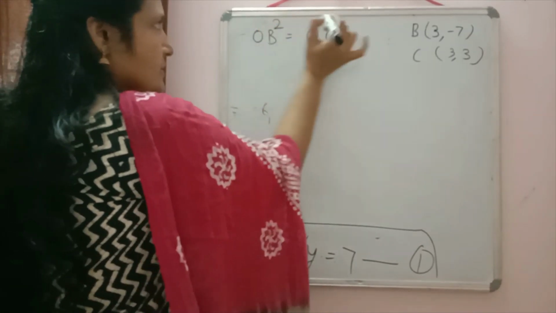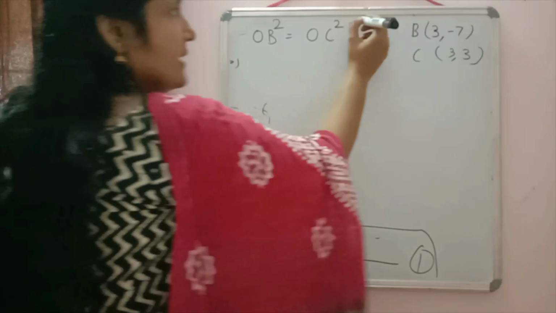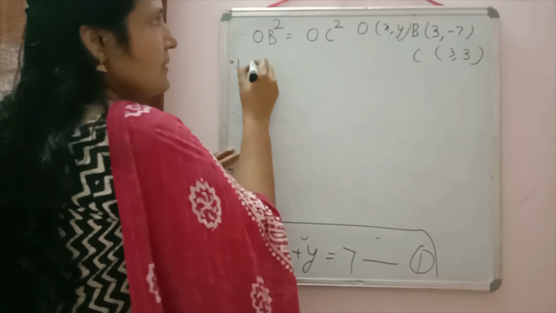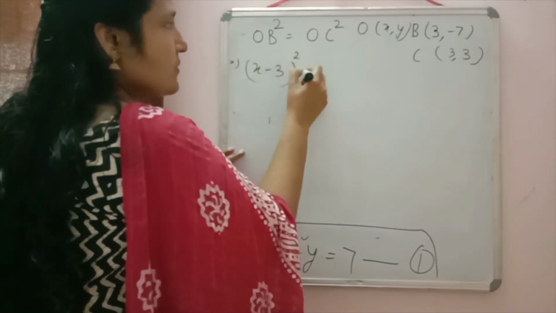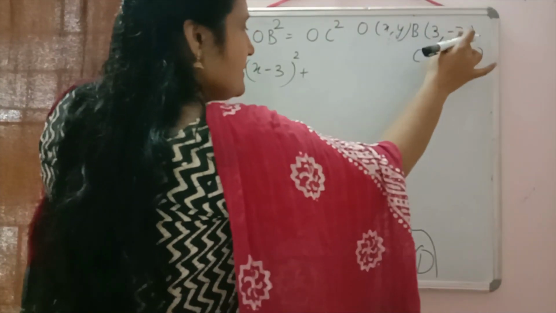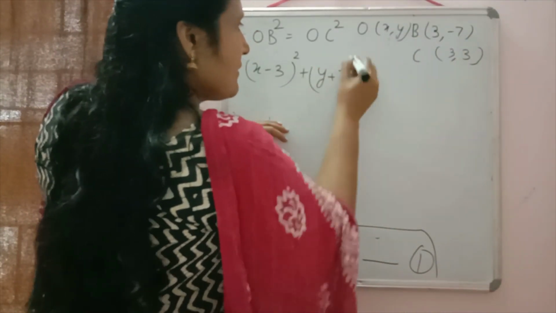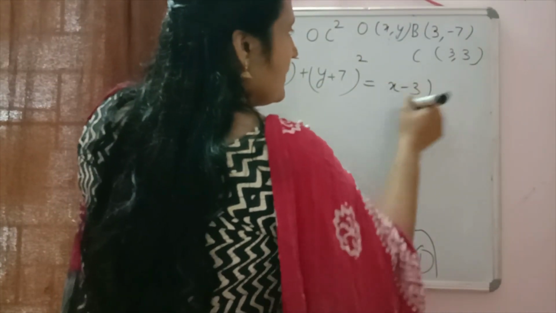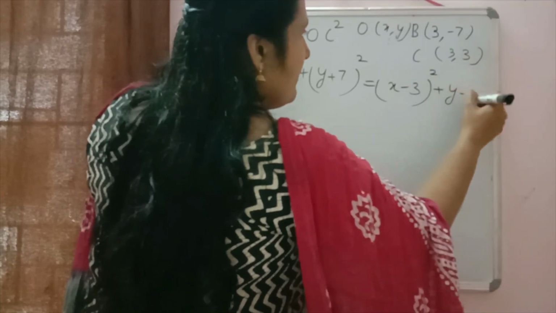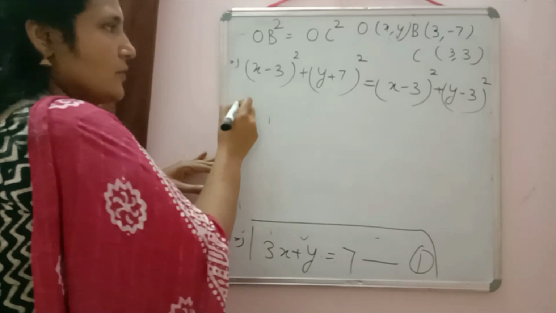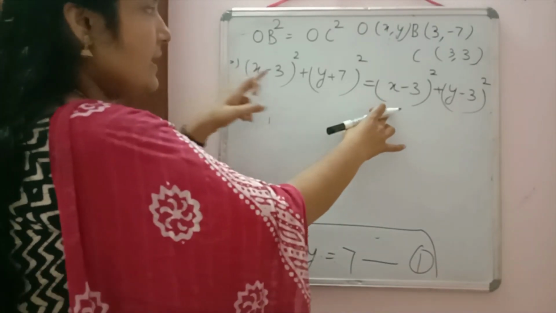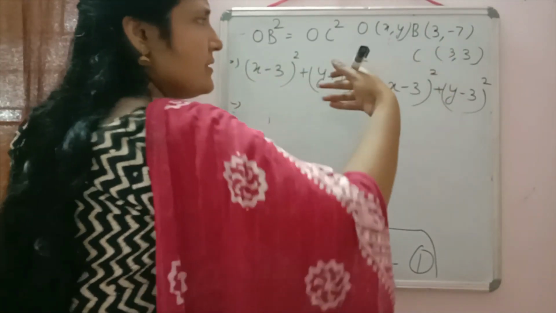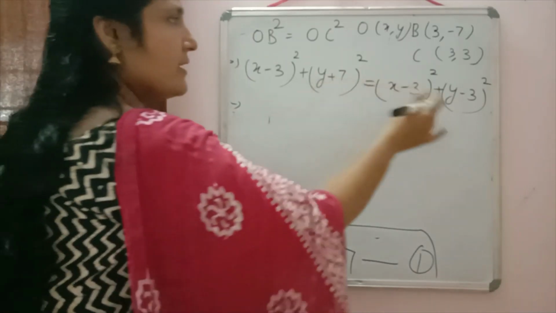And to avoid the square root, squaring both the sides. Coordinate of O as x comma y. So OB, writing directly here, it will be equal to x minus 3 the whole square plus y plus 7 the whole square, equal to OC square, x minus 3 the whole square plus y minus 3 the whole square. You can check these two expressions are same only. x minus 3 the whole square, x minus 3 the whole square. So you don't have to use any identity. These two expressions will get cancelled and the remaining expression we can simplify.